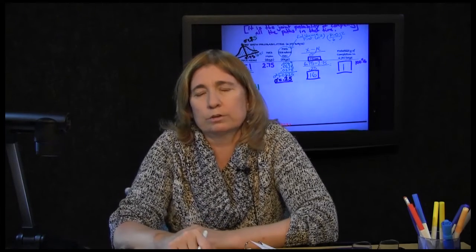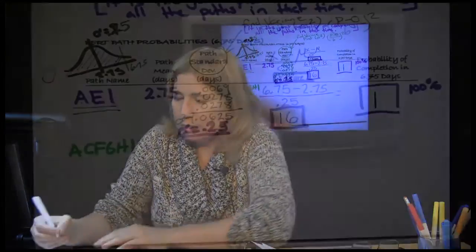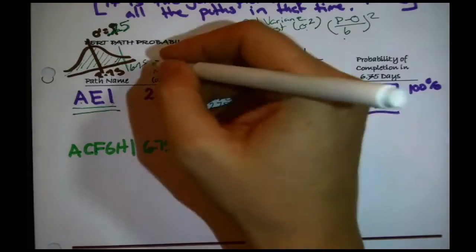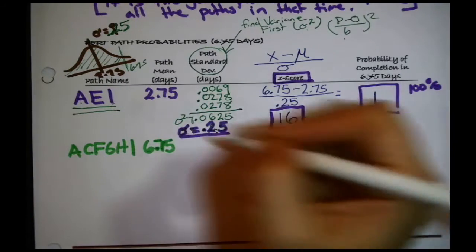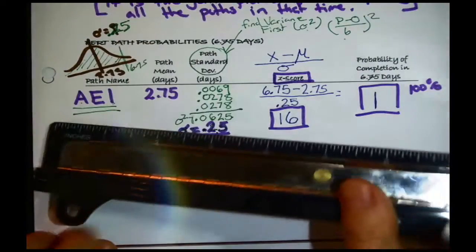That's the original critical path through this network. Oh, which means that is the path that is exactly 6.75 days, right? Path mean, right here, because that's the reason the project is 6.75 days. Okay, now wait a minute. What is the path standard deviation?